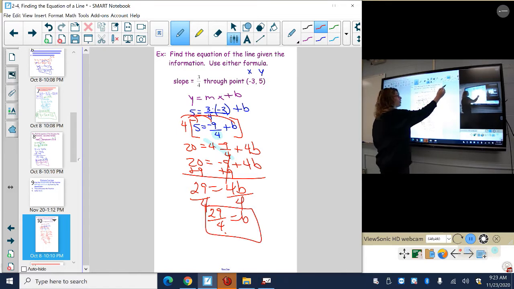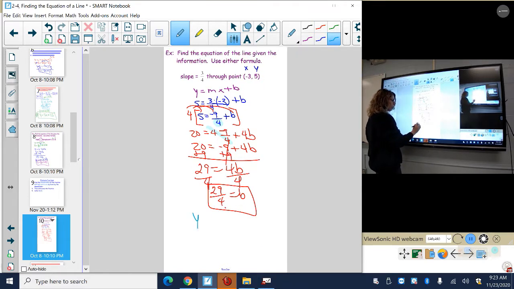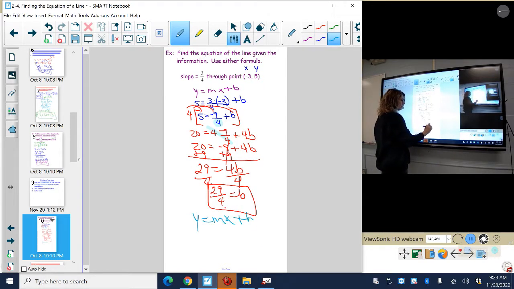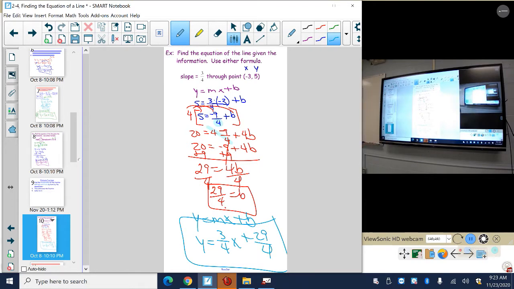Now remember, you're not done. Y equals mx plus b. And y is equal to, my slope is 3/4. And my b is 29 over 4. Now that's done.